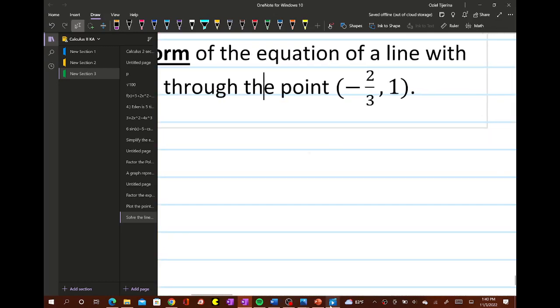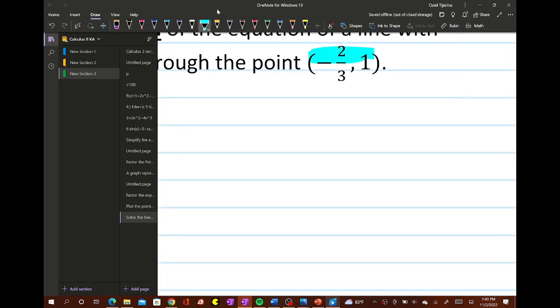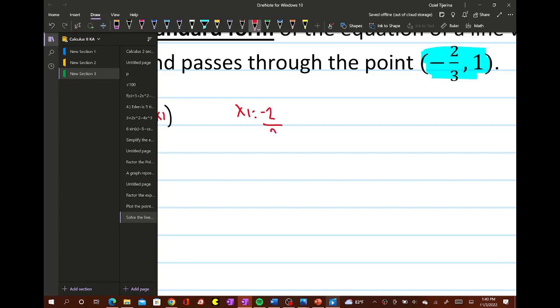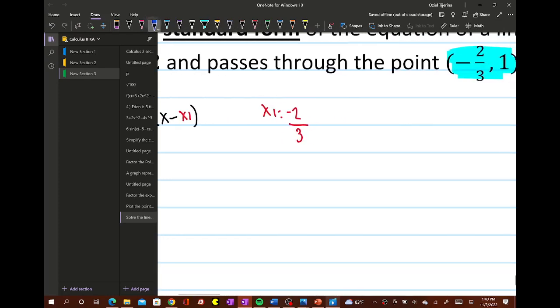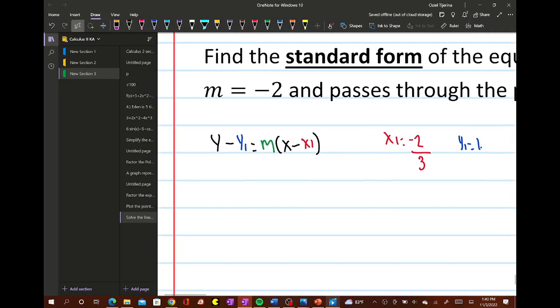So the only thing you have to know is that this point can be represented as x1, y1. So x1 can be negative 2/3, and y1 can be equal to 1, right? So then, and we know that m is equal to negative 2, right? M is negative 2.